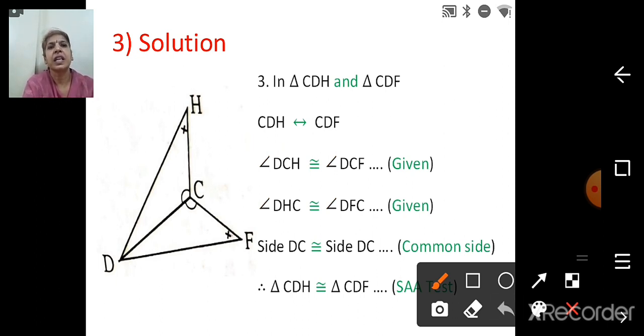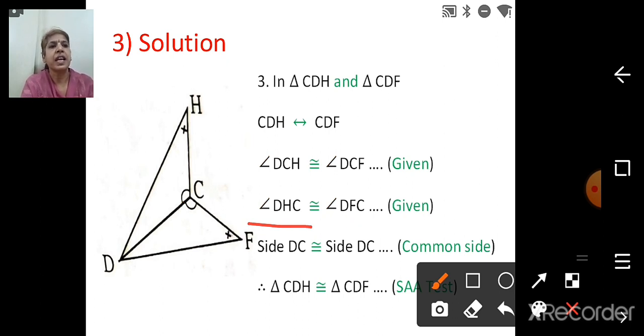Then what is given? Angle DCH congruent to angle DCF. So we will write angle DCH congruent to angle DCF. Reason is given. So you write that, given. Then the next angle is angle DHC, this one, and angle DFC, this one. So reason is given.